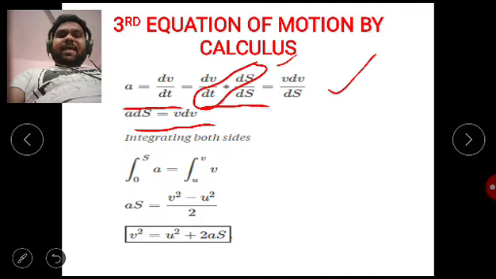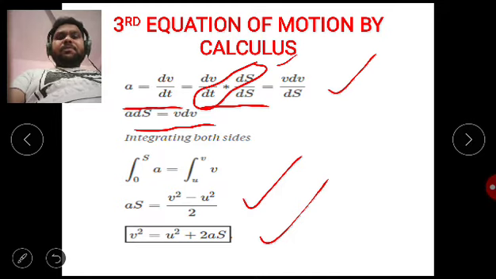You will get as = (v² − u²)/2, and by rearranging you will get v² = u² + 2as. This is the third kinematic equation for uniformly accelerated motion. So we have proved all three equations of motion by calculus.